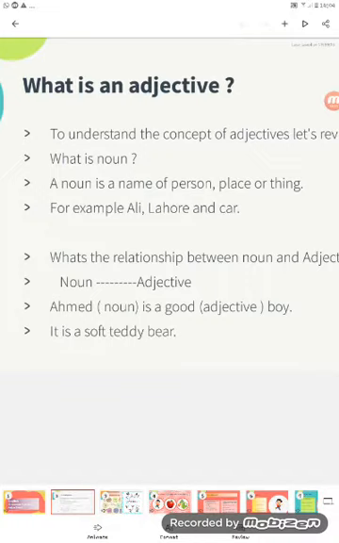How good is an adjective? Because here good is explaining the quality and the character of Ahmed, a noun. Let's take another example. It is a soft teddy bear. Teddy bear is the name of a thing here. And soft is an adjective. Here, soft is the describing word we are using to describe a noun, that is teddy bear.